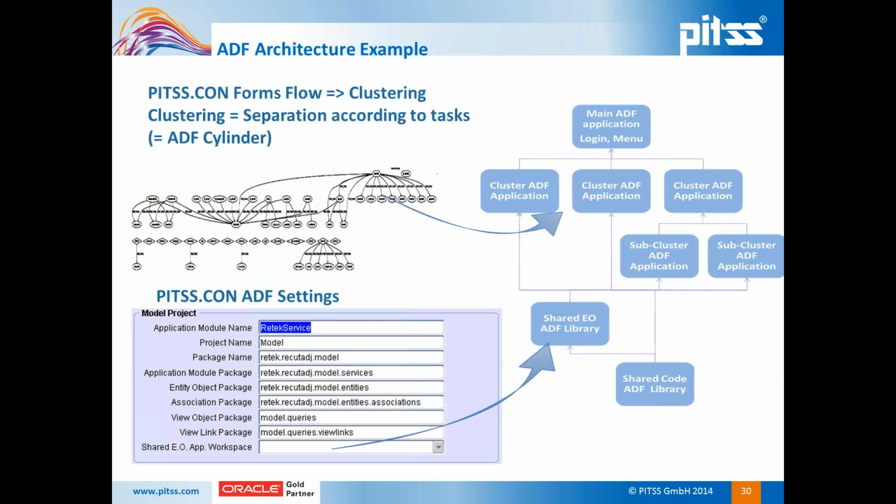And PITSS actually supports all the different architectures you want. So here, as an example for an ADF cylinder architecture, you can have the main login and then the different clusters, subclusters, and also the shared libraries in here. And the PITSS generator is adaptable to any architecture that we plan together with you, and then we can adjust the generator to the needs.